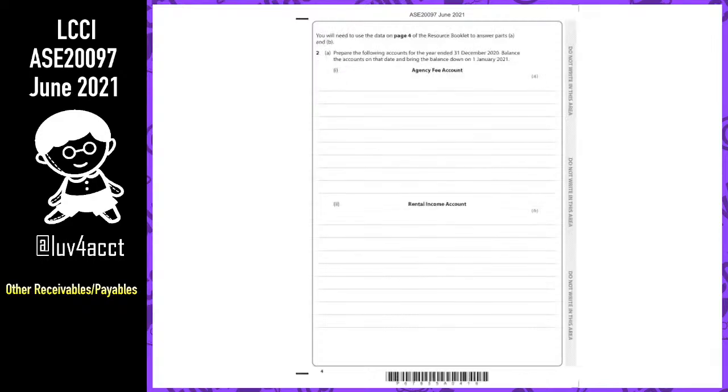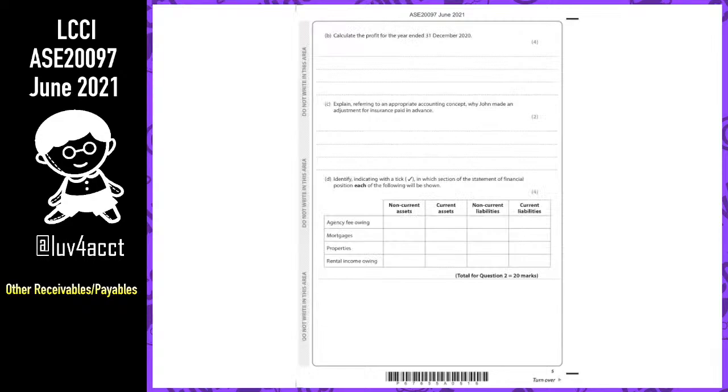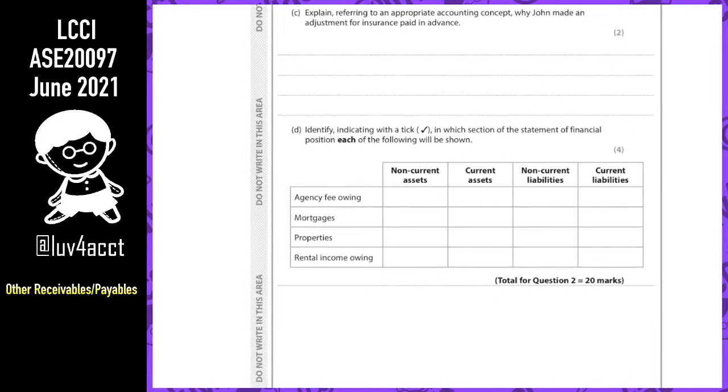So, agency fee, rental income, and then calculate the profit, and then something else. Okay, so let us get the easy marks first. The classification: identify, indicating with a tick, in which section of the statement of financial position each of the following will be shown.